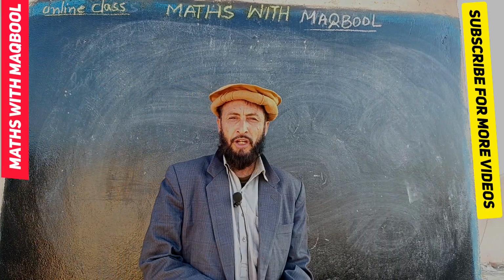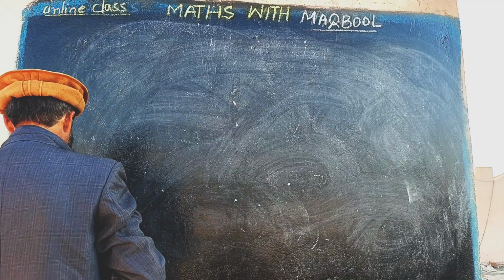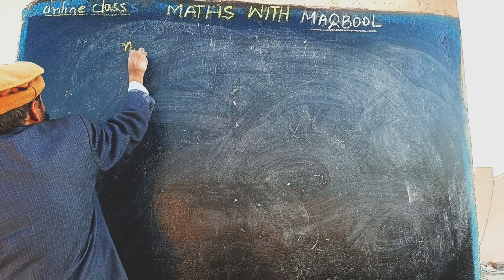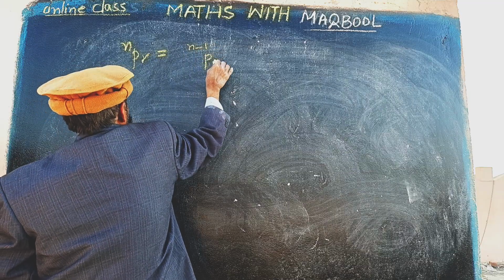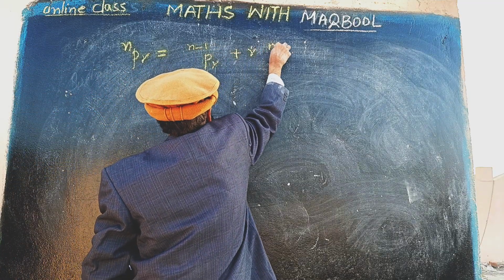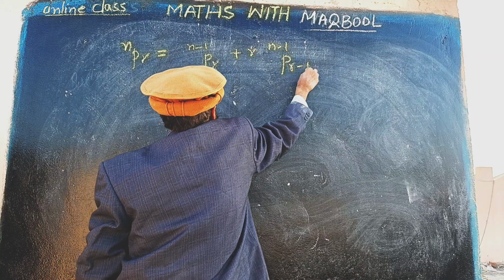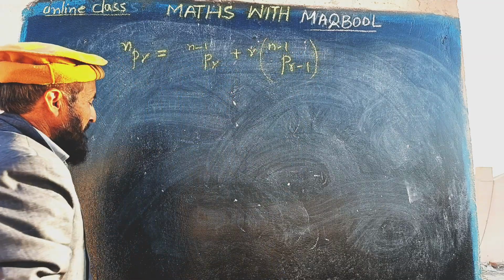Today we have a new interesting permutation proof for you. So nPr is equal to (n-1)Pr plus r times (n-1)P(r-1). That is, we want to prove this result.